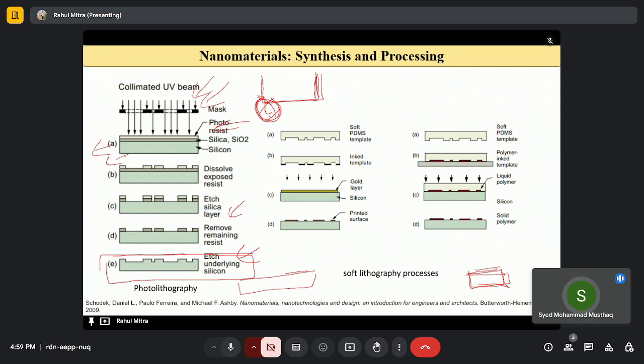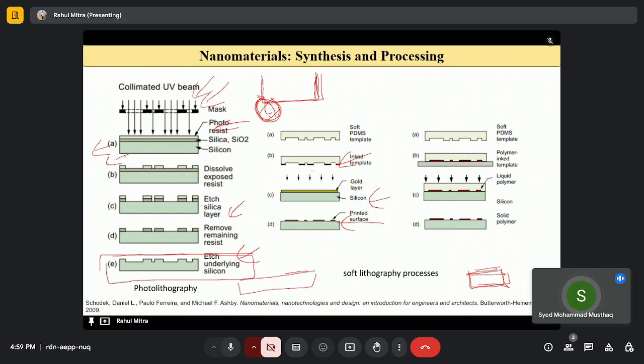And the other part where we are going to apply it: we have a silicon wafer, and then we have a gold layer, which is mainly coated, or any thin film that is deposited. And then we press this inked PDMS template onto the silicon layer containing the gold layer, and finally we have a printed surface.